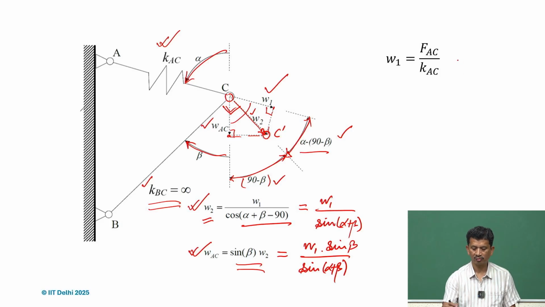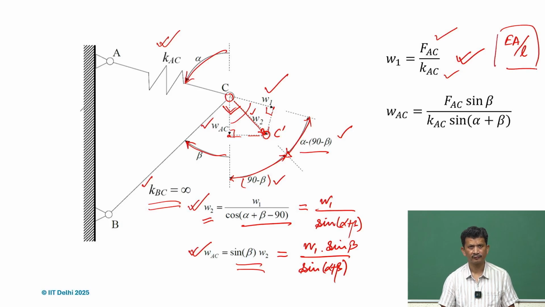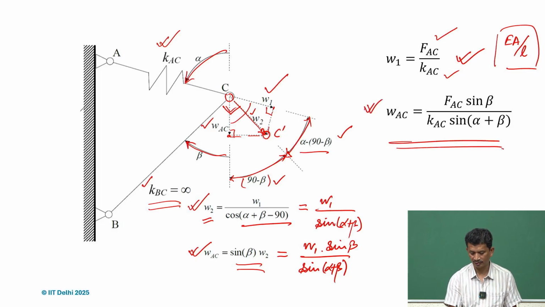But we also know that W1 will be nothing but the force coming on link AC divided by the stiffness KAC, which will be EA by L. So, this is the stiffness, the axial stiffness. Therefore, WAC can be written, if we substitute, as FAC over KAC into sin beta divided by sin alpha plus beta.